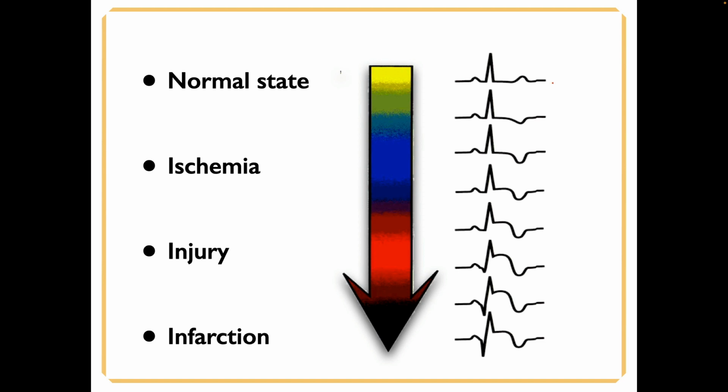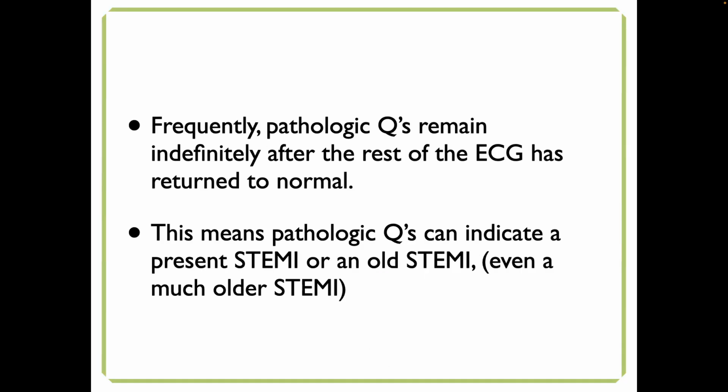But there's a very good chance that the pathologic cues remain. They're like a scar, if you think about it. Doesn't mean at that 6-month point, if the ST elevation has gone away, that there's any problem. It's just a reminder. It's just a scar of the old STEMI. So frequently pathologic cues remain after the rest of the ECG returns to normal.